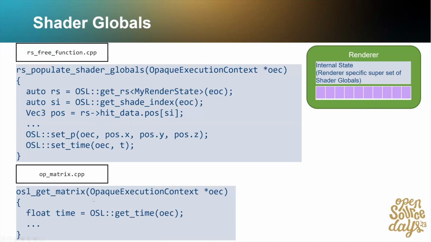Then later in library functions, when it wants to access those shader globals, it can just retrieve them from the execution context.